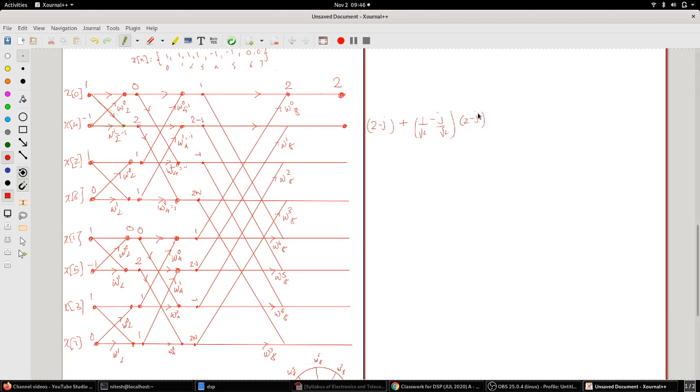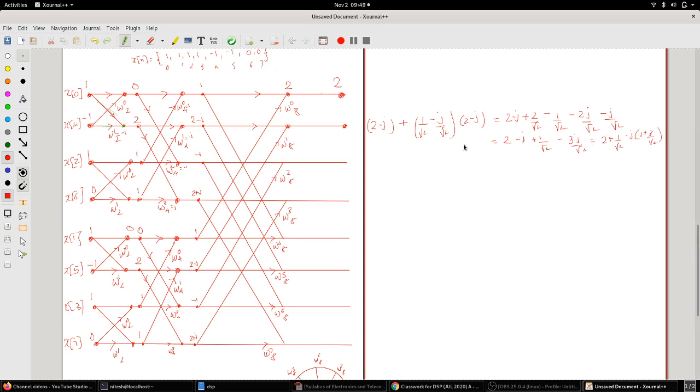2 minus j. So this is the calculation that I get. 2 minus j, which is coming from this side here, is added to 2 minus j into 1 by root 2 minus j by root 2. So this is what I get. So in short, this is 2 minus j plus 1 by root 2 times minus 2j, and this is minus j, so this will be minus 3j by root 2.